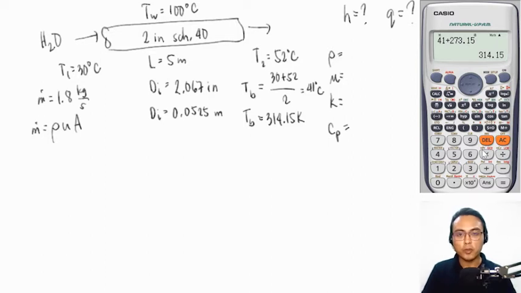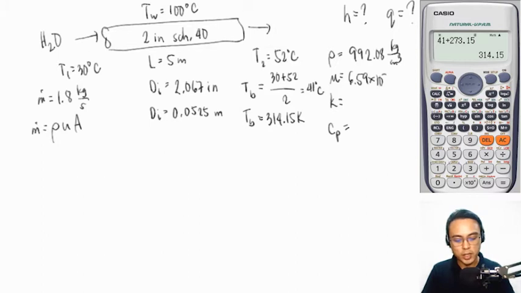At the bulk temperature of 314.15 Kelvin, the density of water is 992.08 kilograms per cubic meter. The viscosity at the same temperature is 6.59 times 10 to the negative 4 Pascal seconds. The thermal conductivity is 0.627 watts per meter per Kelvin. And the heat capacity of water is 4,177 joules per kilogram per Kelvin.